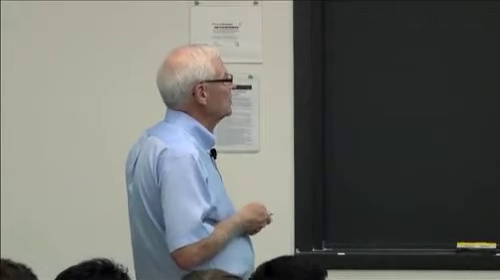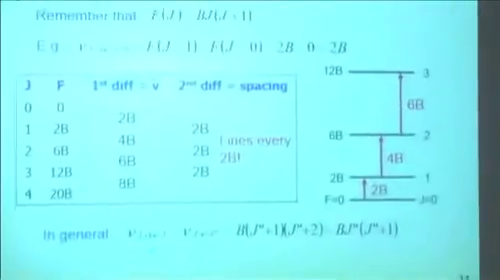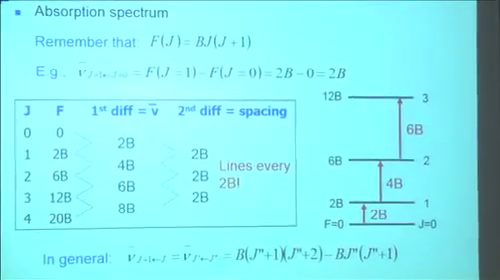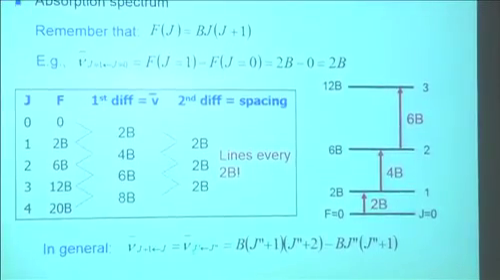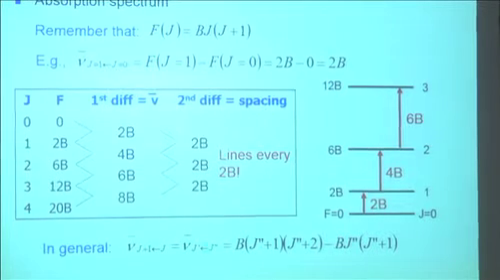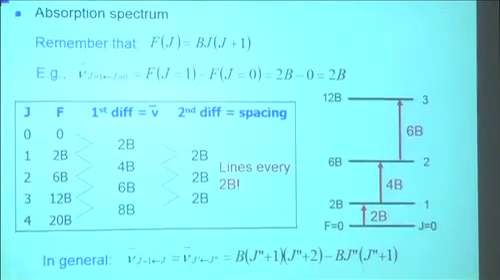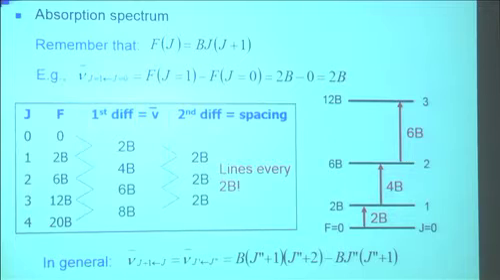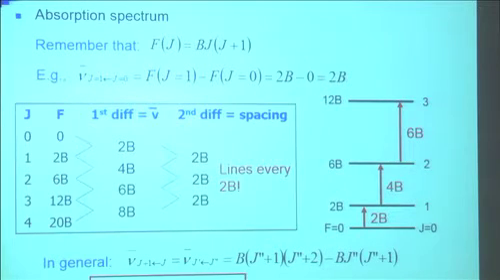But in general, for a rigid rotor, we have this very simple expression. You tell me J double prime, you can only go to J prime equal to J double prime plus 1, and I can tell you the frequency or wave number at which it will absorb.